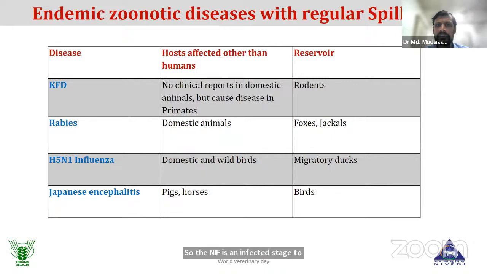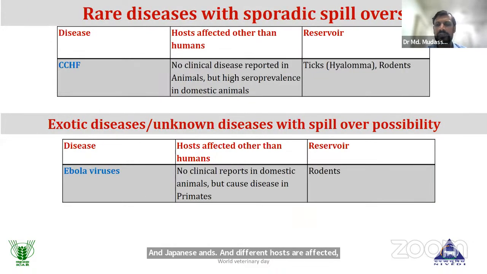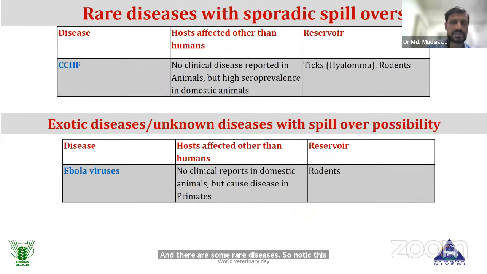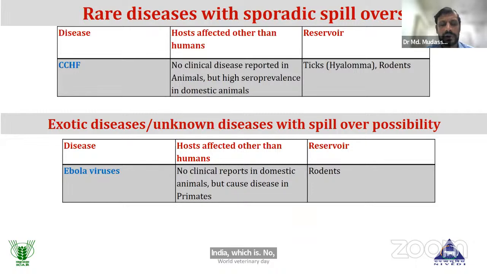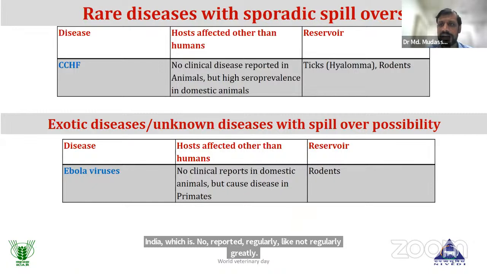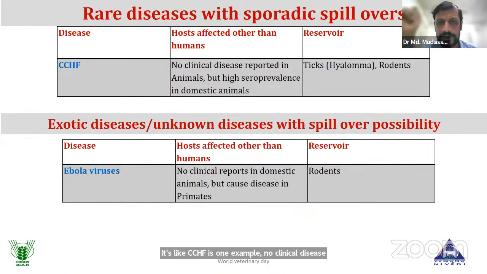If you talk of the endemic diseases where spillover regularly happens in India, there is KFD, and rabies is one example which was discussed earlier, along with H5N1 and Japanese encephalitis, and different hosts are affected. Different reservoirs have been identified. There are also some rare zoonotic diseases reported in India, like CCHF. No clinical disease is reported in animals, but there is high seroprevalence in domestic animals, and the virus is maintained in the ticks, the Hyalomma vector, and in rodents.